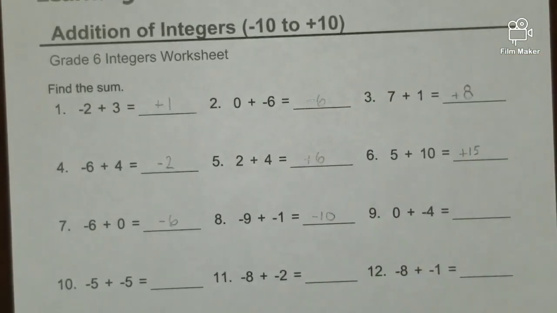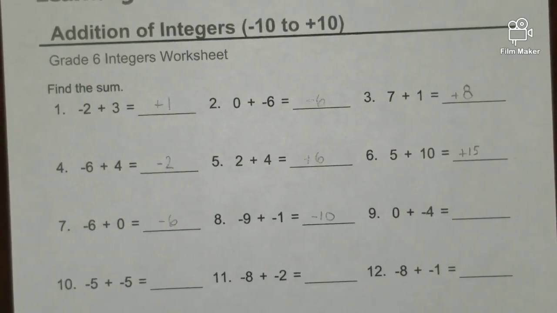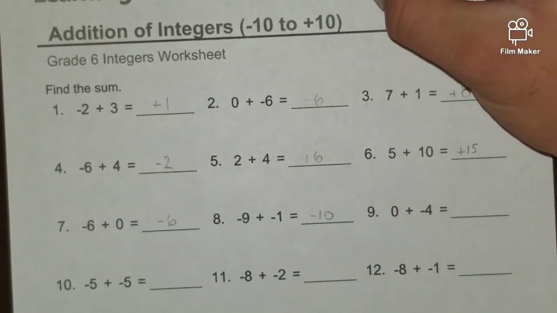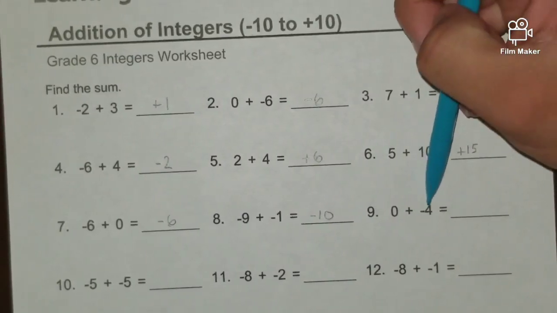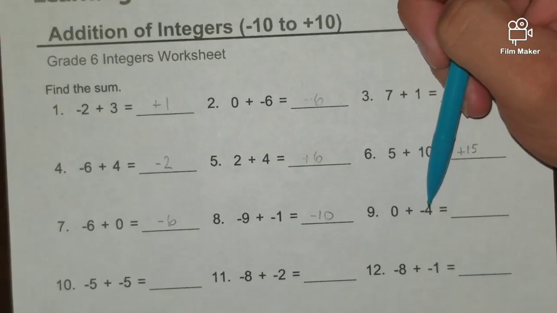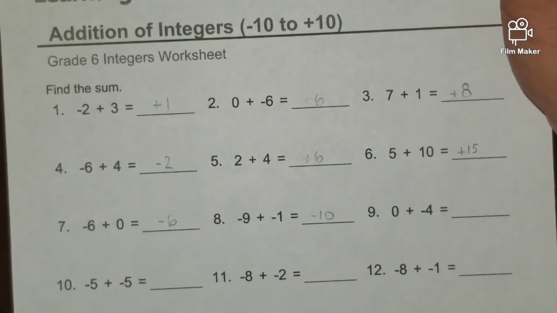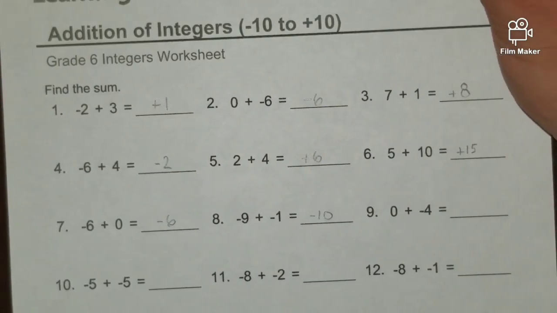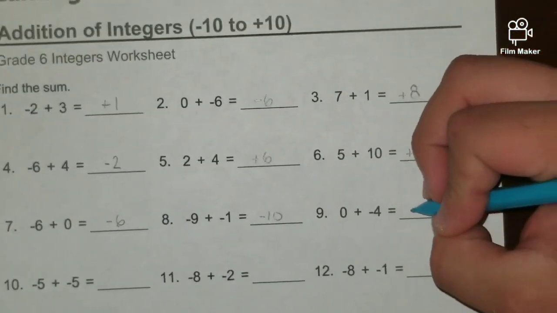And for our last example, we have 0 plus negative 4. So for this one, we start at 0 and we go to the left 4, since there's a negative on the 4. So we go from 0 and go to the left 4. 1, 2, 3, 4. Having our final answer be negative 4.